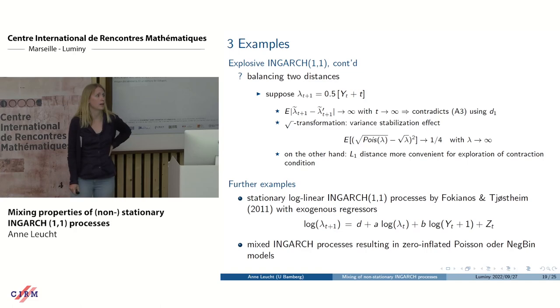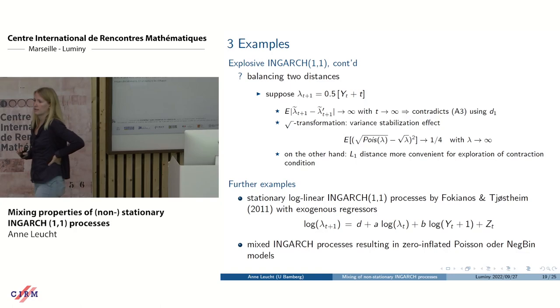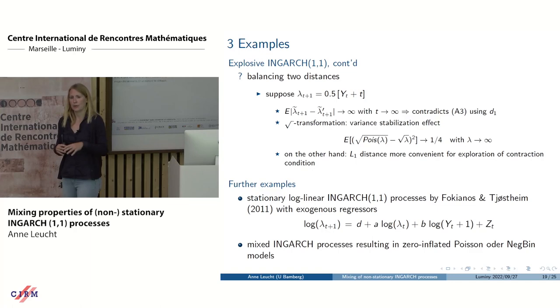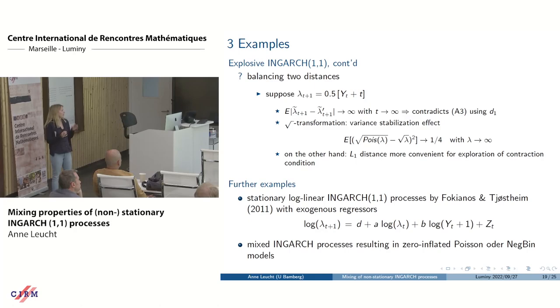And finally, maybe also people working in these count data know the log linear process introduced by Kostas and Jostheim 2011. This can also be handled with similar arguments. Again, the proof has to be adapted. We also show that we can adapt the situation to other distributions if we have some additional regressor multiplied with this function f, which then results in zero inflated Poisson or negative binomial distributions. So in that sense, the results are quite flexible. But one has to be a little bit careful.